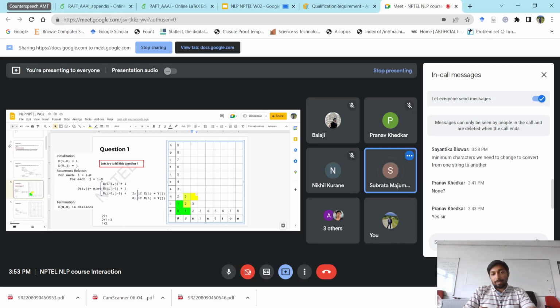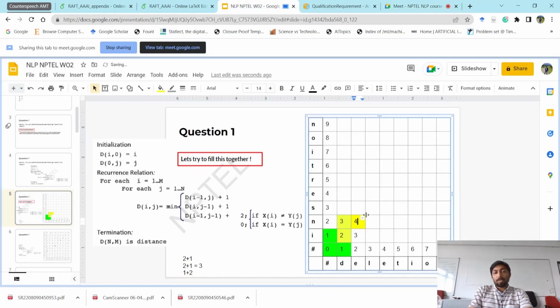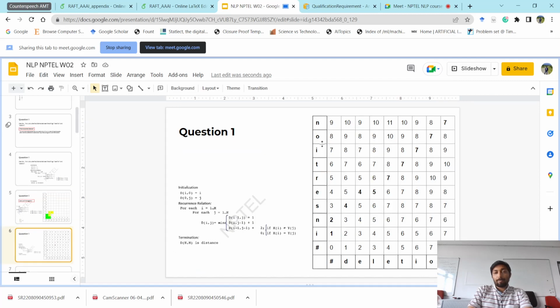So is it 4? Yes. So now you know how to do it. So this way you have to fill this entire table, and finally the value that you will get here will be the minimum distance. So when we fill the whole table, you can try to fill this whole table in your free time, and then see if you can match the results or not. So the final table will be this.